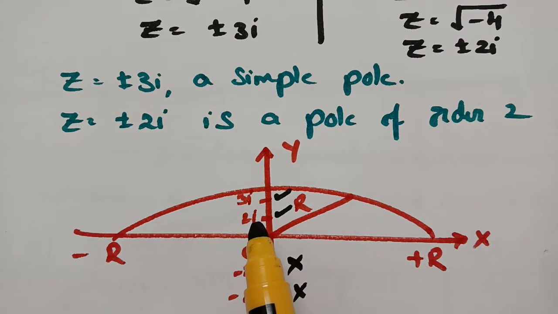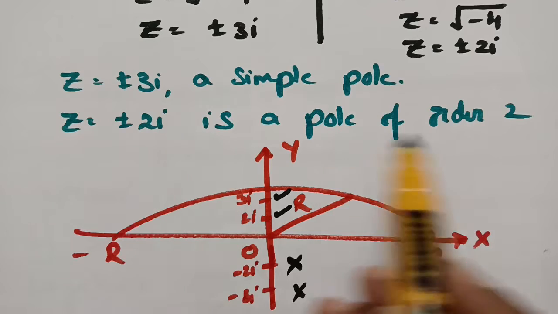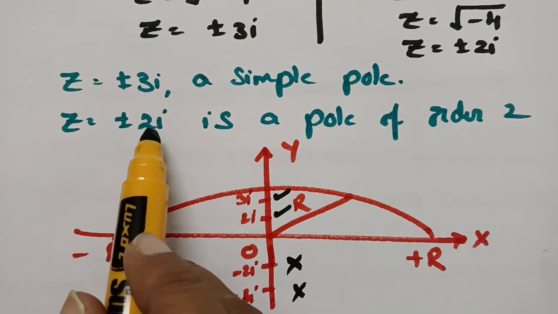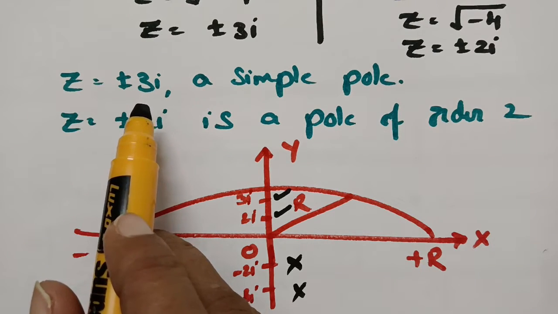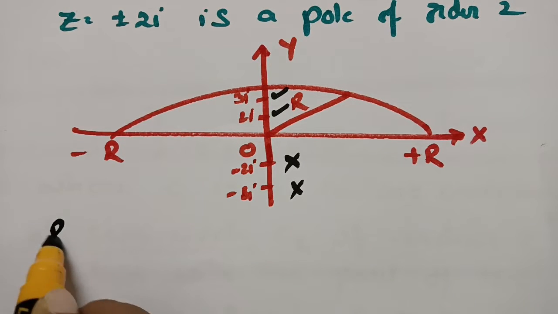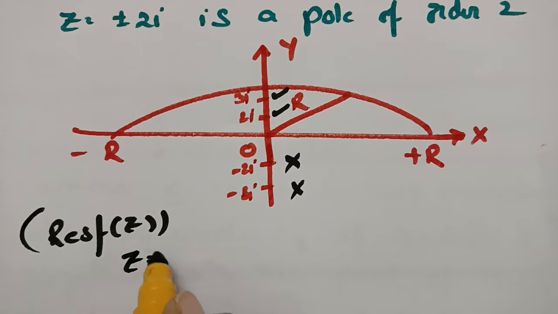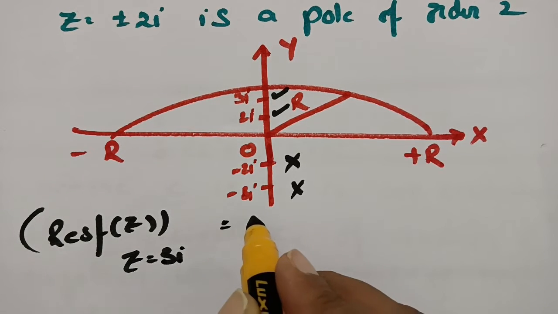Therefore, for the interior poles, we have to find the residues for applying in the residue theorem. So we have to find the residues for the pole of order 2, that is z = 2i, and z = 3i is a simple pole. First of all, I am finding the residue for the simple pole, z = 3i. For a simple pole, what is the formula here?